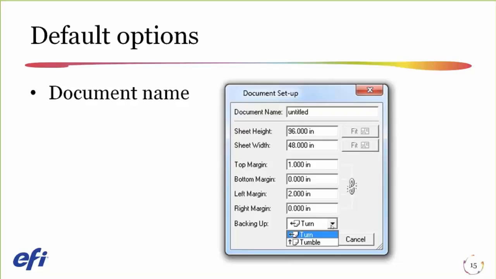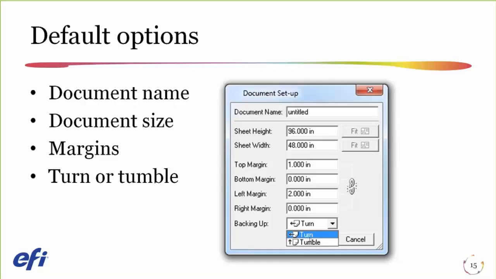At the bottom, then, we have the area for the backing up, for the turn or tumble, I should say. So you're going to work and turn, just flip it left to right, or work and tumble, flip top to bottom. Okay? That, again, is only important if you're setting up for double-sided printing. Other than that, it really doesn't need to be set up.